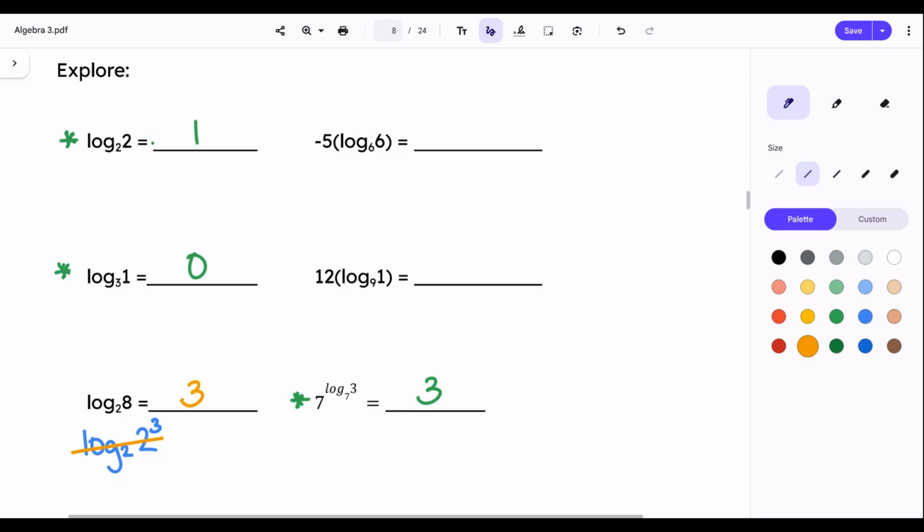All right, now the other 2, those were similar to what we had up above. What did you guys say the answer was to this one? Good, -5. And then how about this one? Very good, 0. Okay, do we have any questions on using those properties?